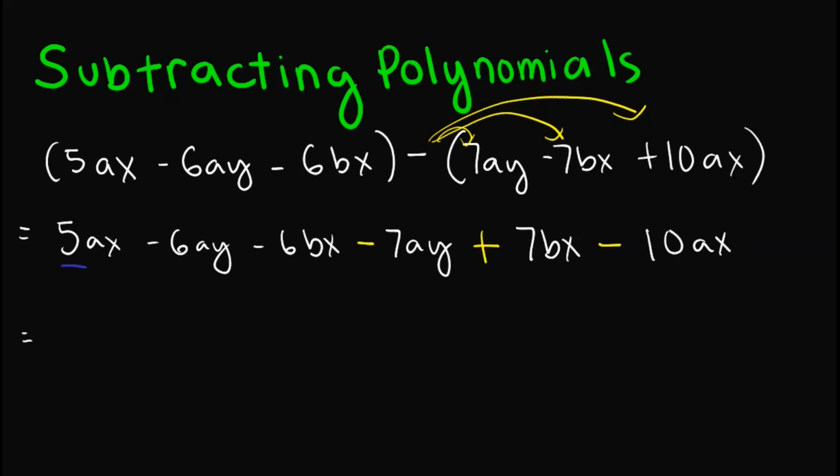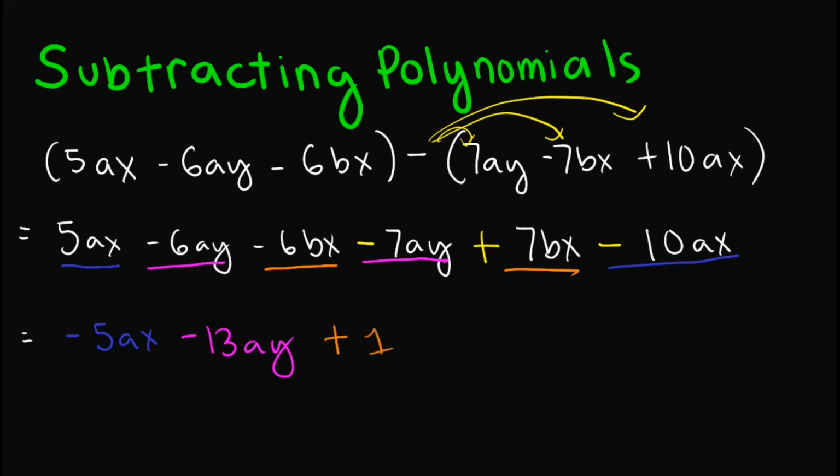So first, 5ax, its like term in this expression is this one. So combining that would give us negative 5ax. For negative 6ay, its like term is the negative 7ay. So this would give us negative 13ay. And lastly, for negative 6bx, its like term is 7bx. So this would give us negative 6 plus 7 is positive 1bx, or we don't really need to put the 1, it's just bx. And that is the answer for this one.